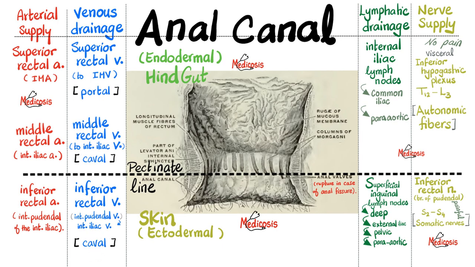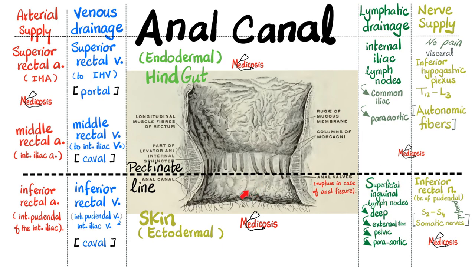Let's talk about lymphatic drainage of the anal canal. If you are above the pectinate line, you're part of the pelvis. You're going to the internal iliac lymph nodes. But the anal canal distal to the pectinate line is part of the skin, and the skin is superficial. Hence, superficial inguinal group of lymph nodes.